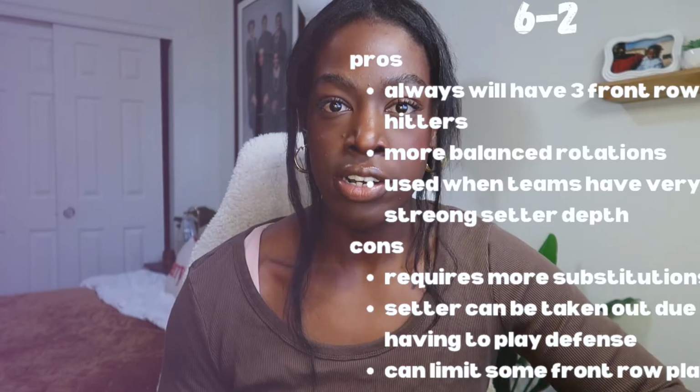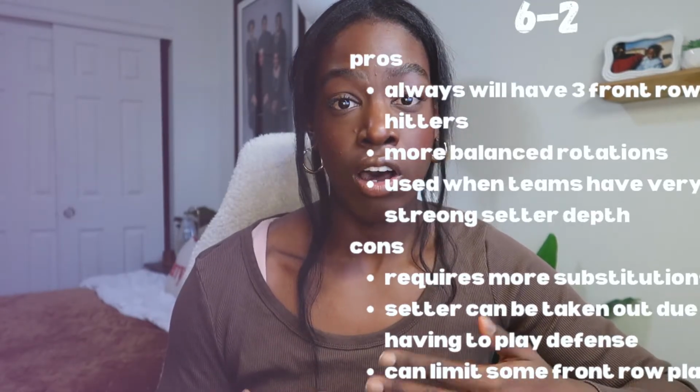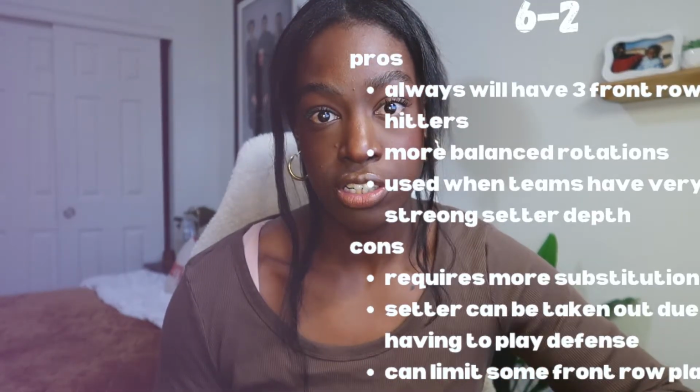The other con is that because the setter is in the back row, they might be taken out of the offense because they have to play defense first. If the setter has to play defense first, that forces another player to take that second ball, and if that player is not as skilled as the setter at taking that second ball, it can lead to some issues with the offense. Let's talk about a 5-1.